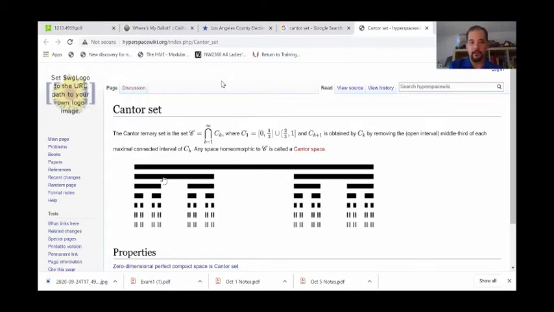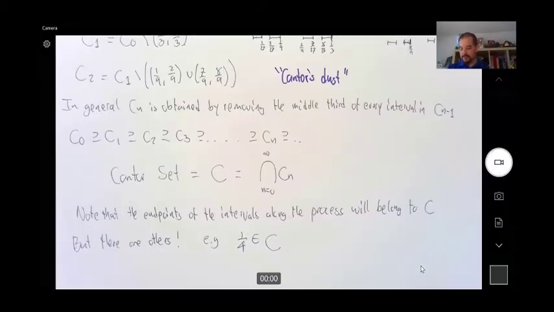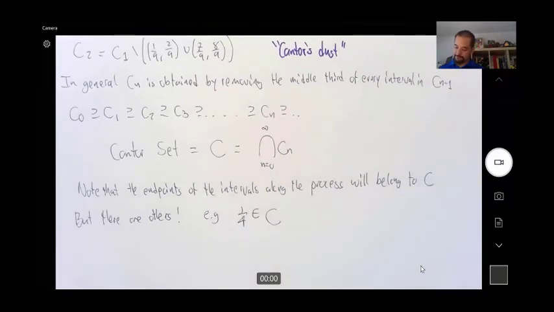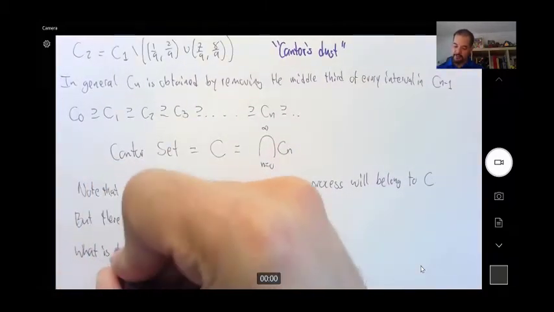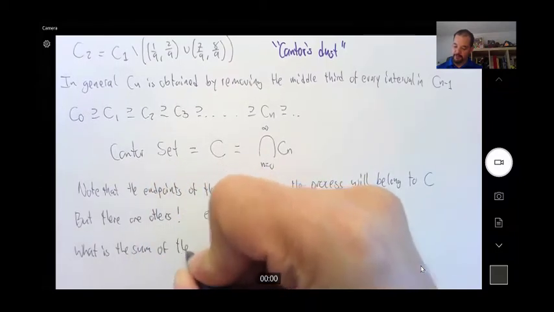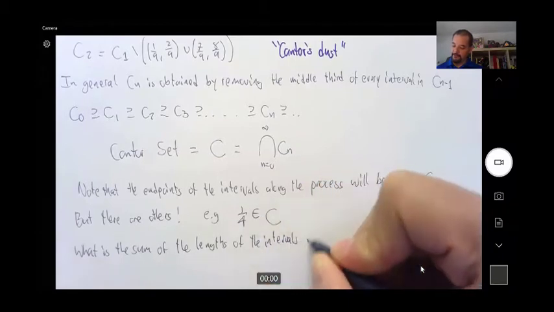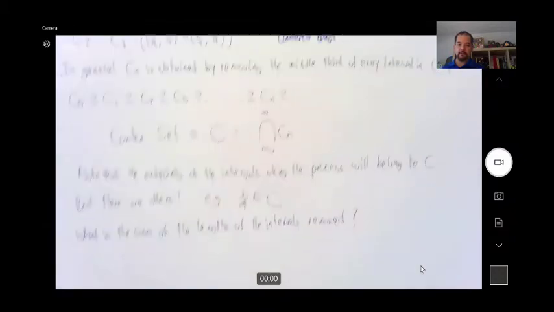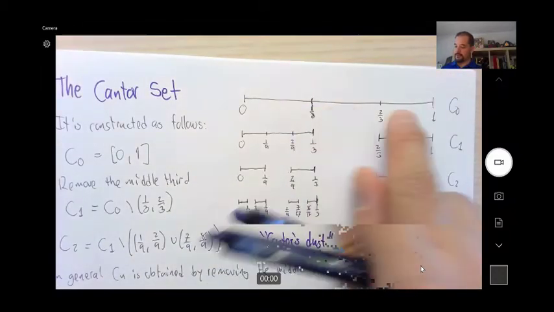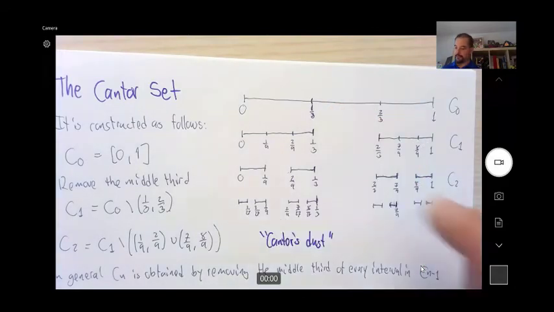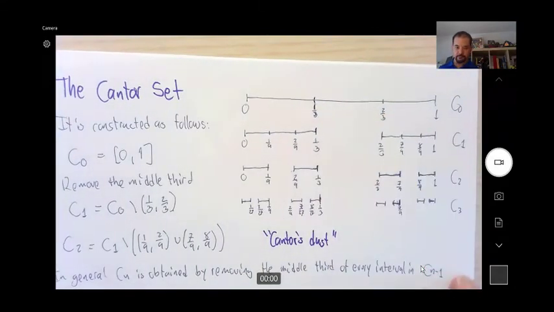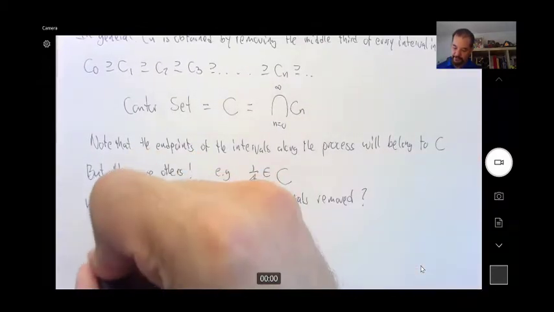Let's do that. So let's go back to the page and talk about calculating the lengths of the intervals we are removing. What is the sum of the lengths of the intervals removed? All right, and let's start from the beginning. So what is the length of this first one that we remove here? That's easy, right? 1/3. So first we remove 1/3.